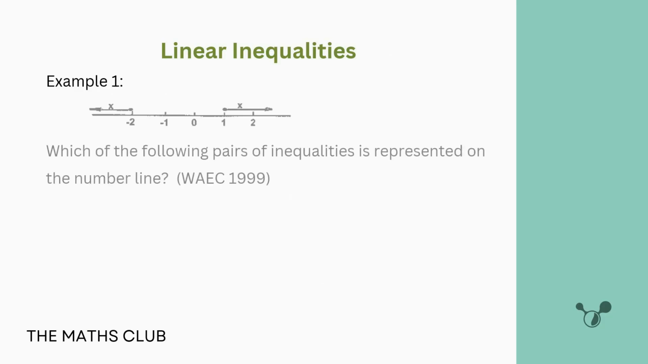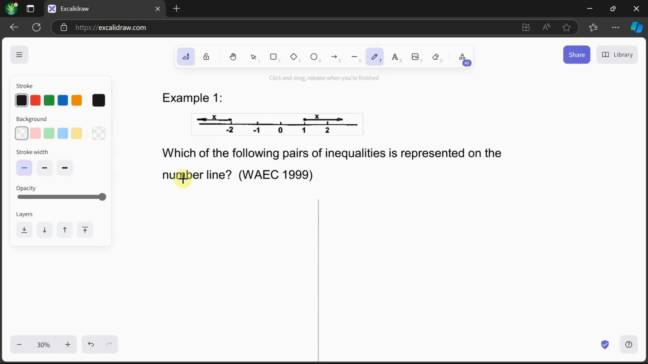Let's see this example. It says, which of the following pairs of inequalities is represented on the number line? Let's do this one together. If you look at this now, at -2 you can see that it is circled and shaded, and at 1 it is circled and shaded.